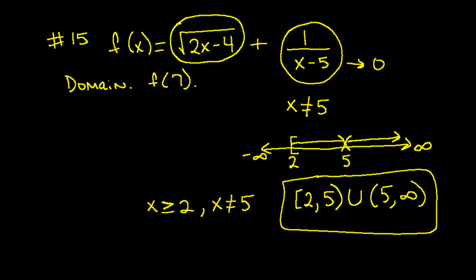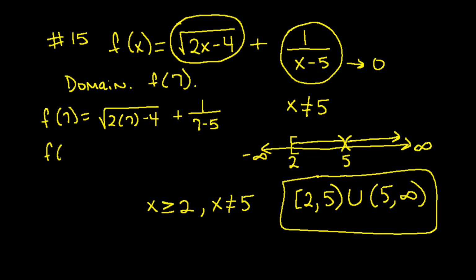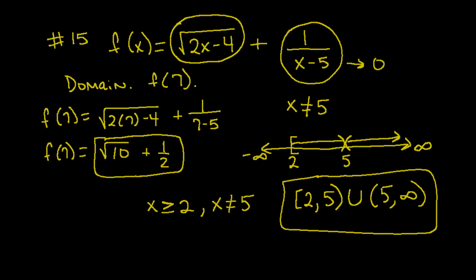Next, let's calculate f of 7. f of 7 equals, we just need to put a 7 here and here. So square root of 2 times 7 minus 4, plus 1 divided by 7 minus 5. So f of 7 equals the square root of 14 minus 4, so square root of 10, plus 1/2. And that's the final answer for f of 7.